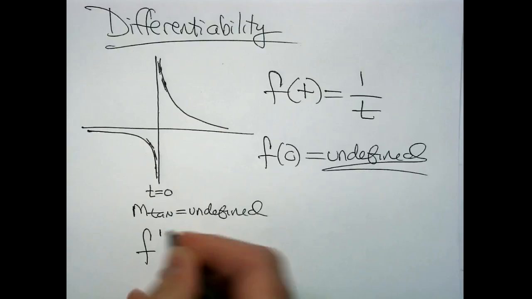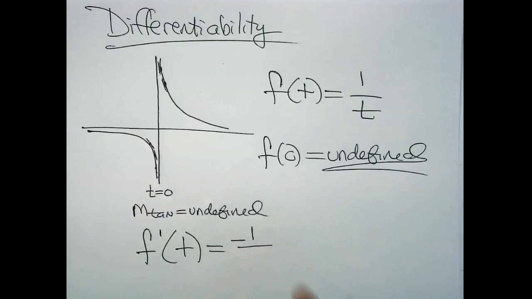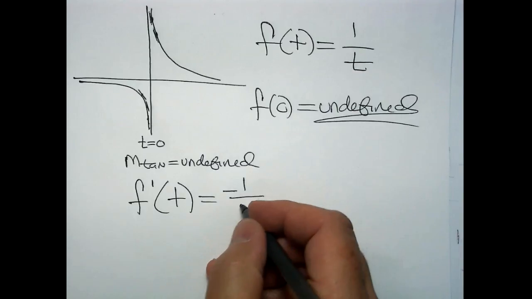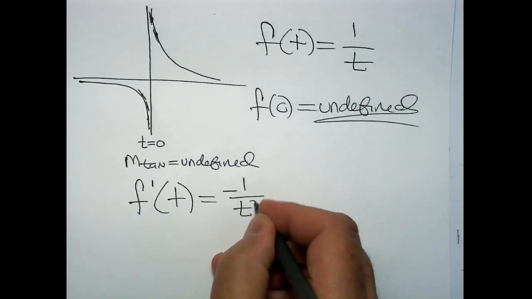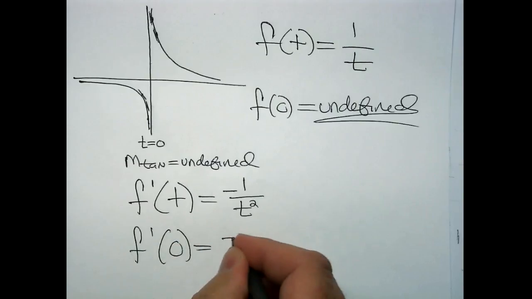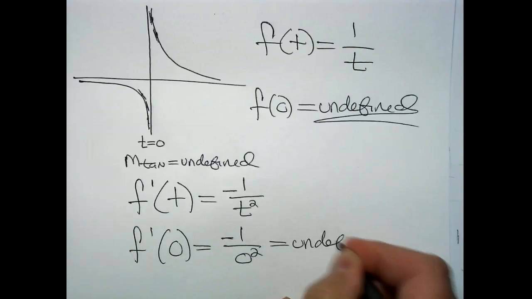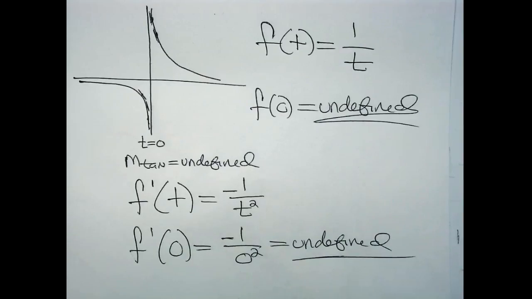Well, we do have a derivative, right? We have this magical function whose job it is to reveal the slopes of tangent lines. So what is the f prime at 0? Undefined, okay? Just as we could see in the picture here. So in this particular example, not only is the y value undefined, the slope is also undefined at that particular location.